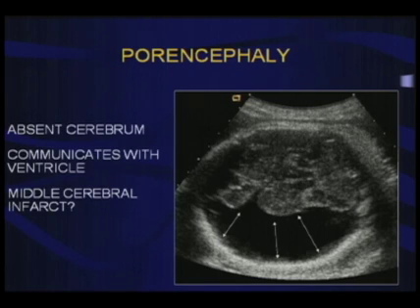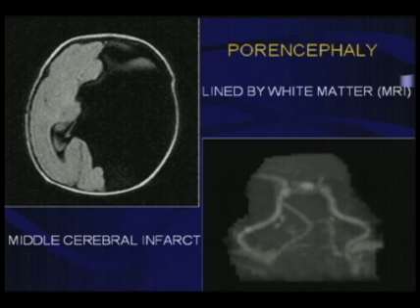It may be difficult in utero with ultrasound alone to tell the difference between schizencephaly and porencephaly, but MRI in utero may be helpful to distinguish between these two entities. In this case, on the postnatal MRI, we can see that on the side of the porencephaly there was a middle cerebral infarct. We also note that the ventricle is lined by white matter.